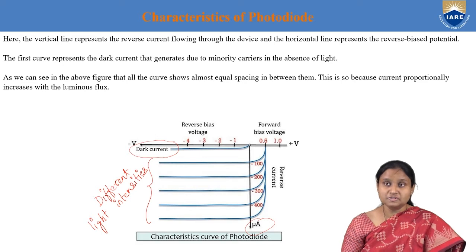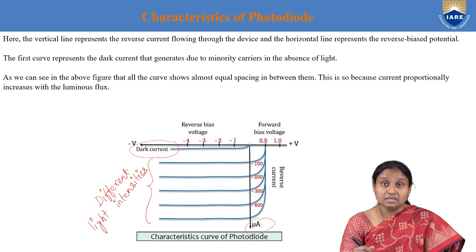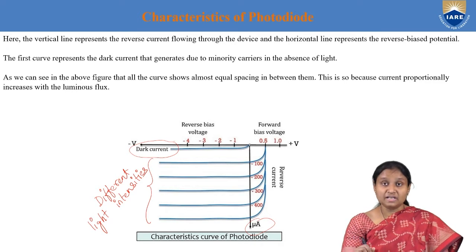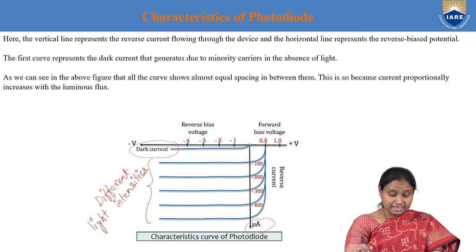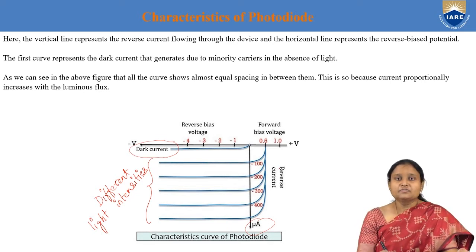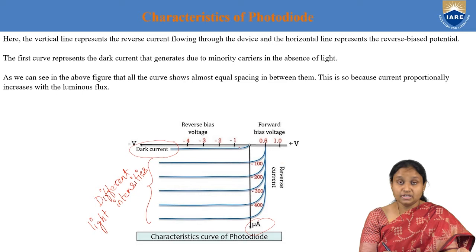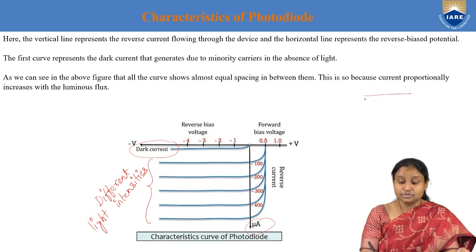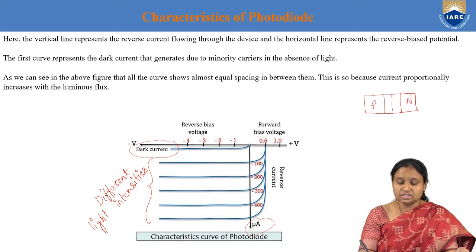What you're going to observe here is that current is proportional to, or will increase with, luminous flux. When we are talking about the characteristics of the photodiode, we have taken a reverse bias diode. This is the P type, this is the N type, and this is our junction layer. Here we have immobile electrons and holes accumulating in the junction layer.